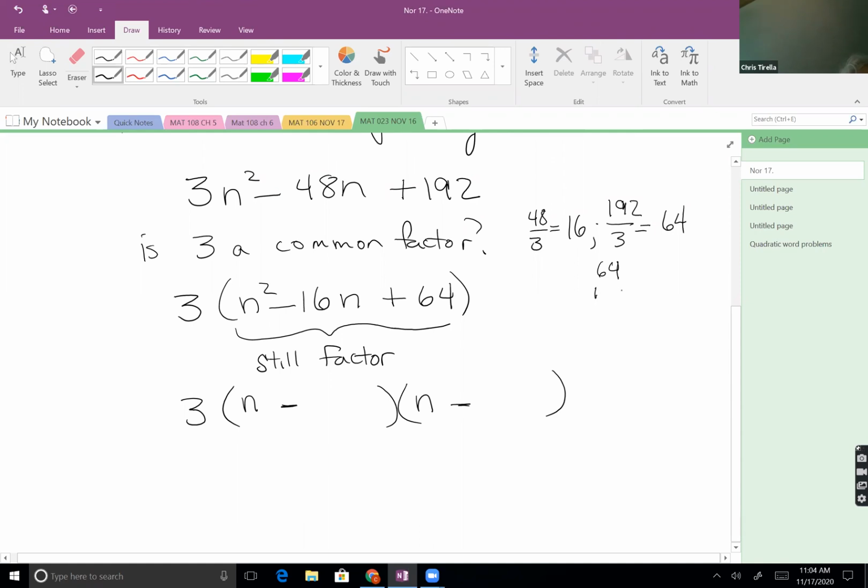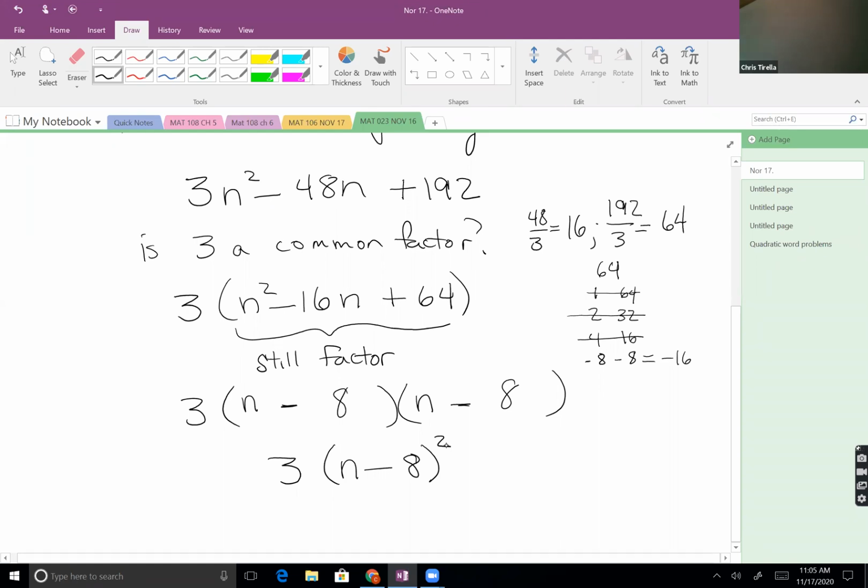The 64 could be 1 times 64, but those don't add to 16. 2 times 32, but those don't add to 16. 4 times 16, but those don't add to 16. 8 times 8, yep, those add to 16. And so if I take negative 8 plus negative 8, they'd add to negative 16. So both of these will be 8. So final answer, I can write it like that, or I can write it like 3 times n minus 8 quantity squared.